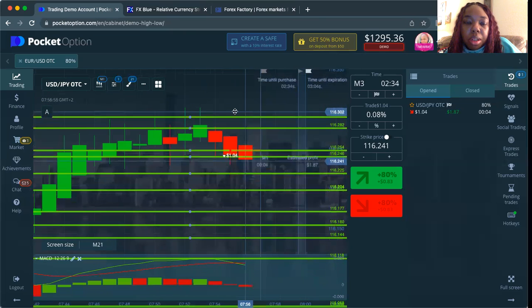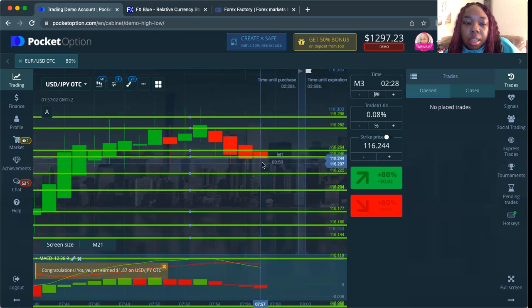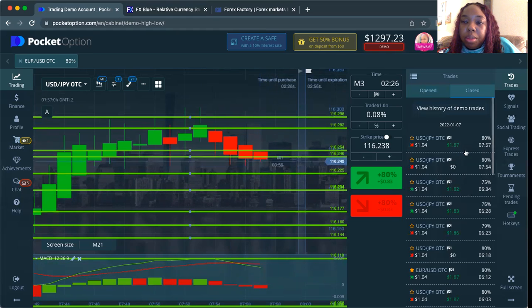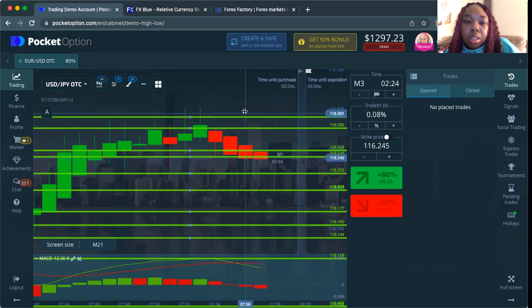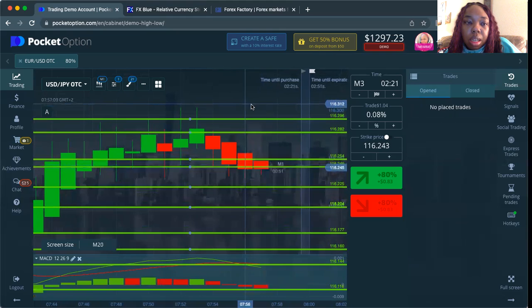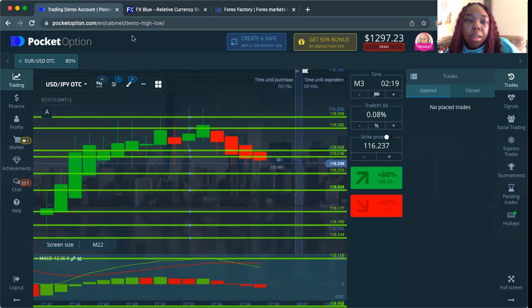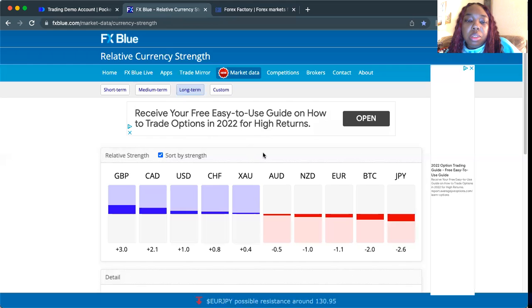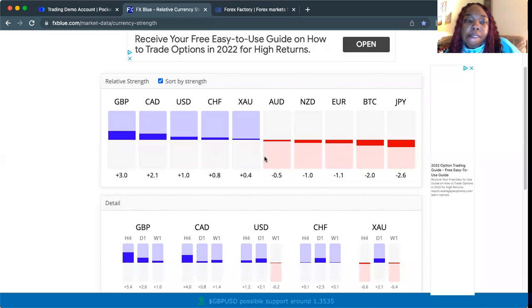I just want to show y'all how to have a better success rate when it comes to your trades. And we cleared that trade, you see? We cleared it. So I'm gonna do another one, but let's do a different pair this time. Let's go back to the currency strength leader.